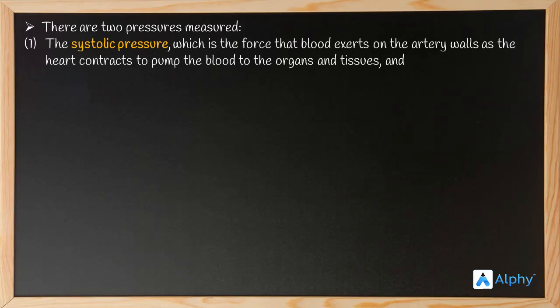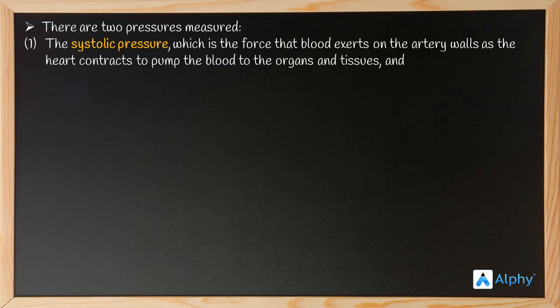So we can say that when the heart contracts, or in a more precise way, let's say when the ventricles contract, right? Then that is known as the ventricular systole. See, the word systole means contraction. Okay. And since ventricles contract to pump the blood to the body organs, we call it ventricular systole. And at that moment, the pressure that is exerted by the blood on artery walls is known as the systolic pressure. Okay.